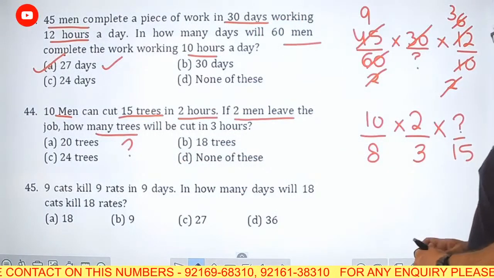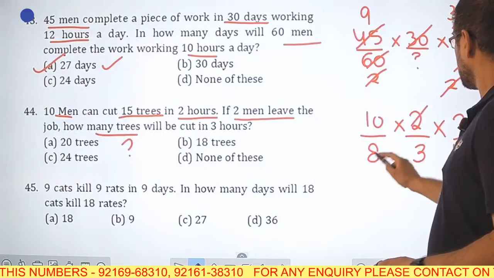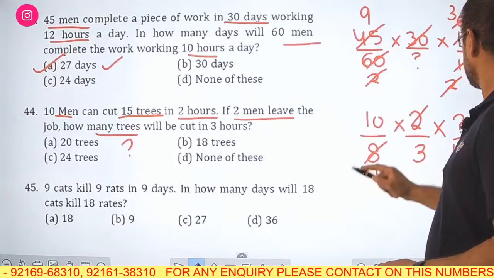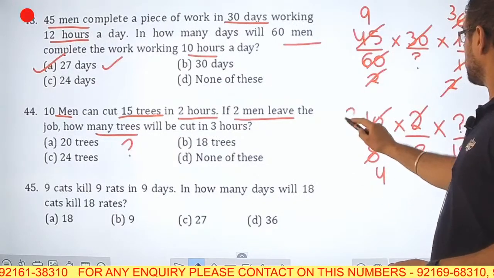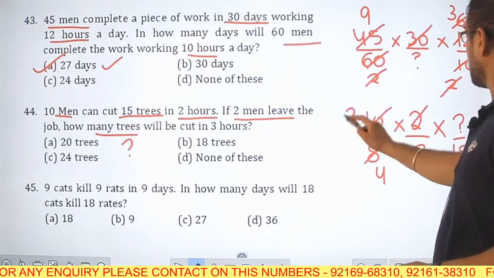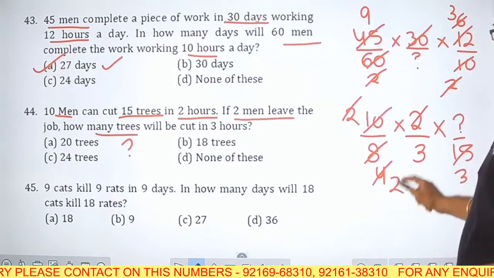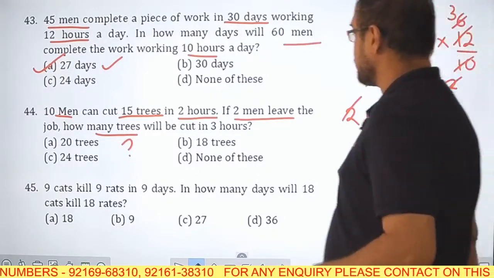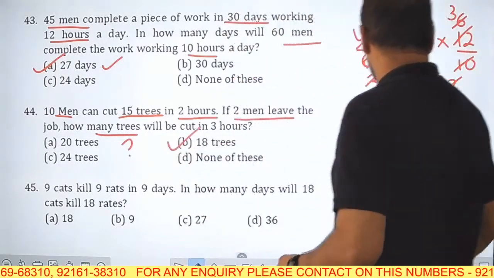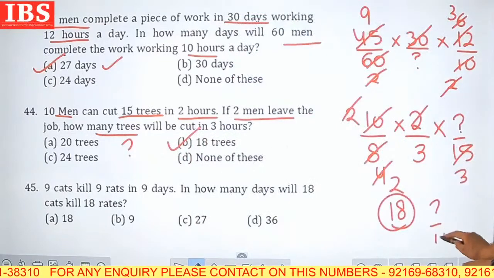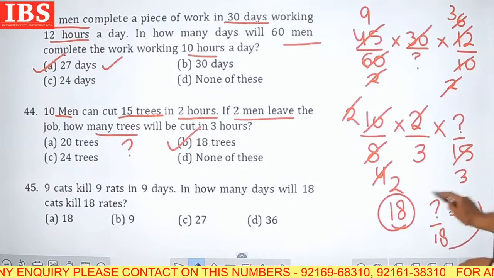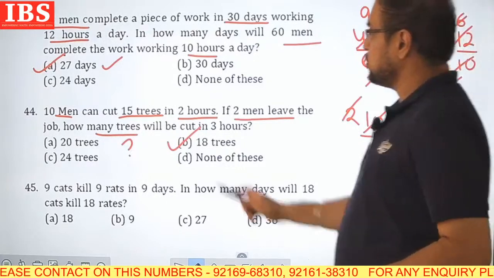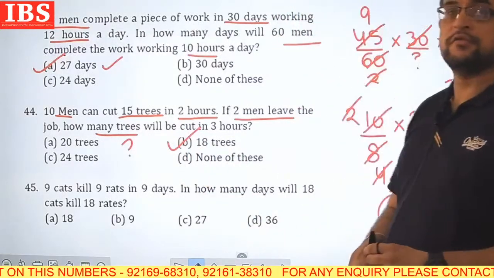Okay. So this goes, this is 4s. This is 2, this is 3s. This is 2 2s. So this is 3 3 9 2s 18. So question mark will be equal to 18 is the right answer. So 18 trees is the right answer. Question mark by 18, we take it as 1. So question mark will be equal to 18 is the right answer. So 18 trees will be the answer for 44th question.